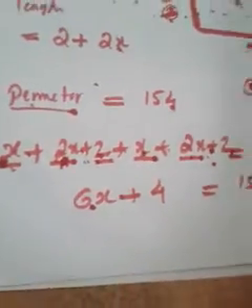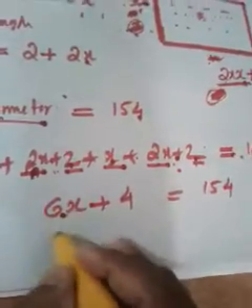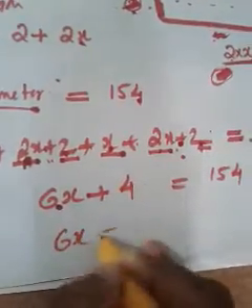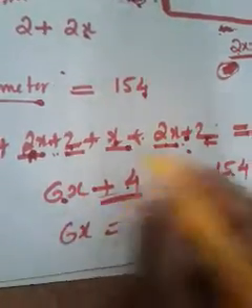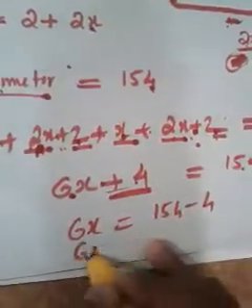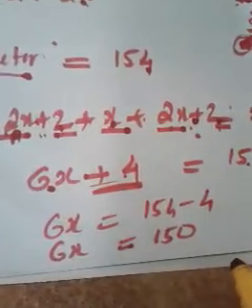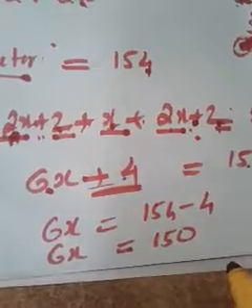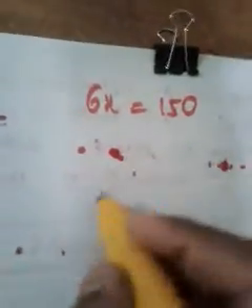And how can we solve this question? You know how to solve this type of expression. What do we have to do? You have to maintain this 6x on the left side, and on the RHS it is 154. Take this plus 4 to the right side as minus 4. So 6x is 150. We got the value of 6x as 150. Then what will be x?